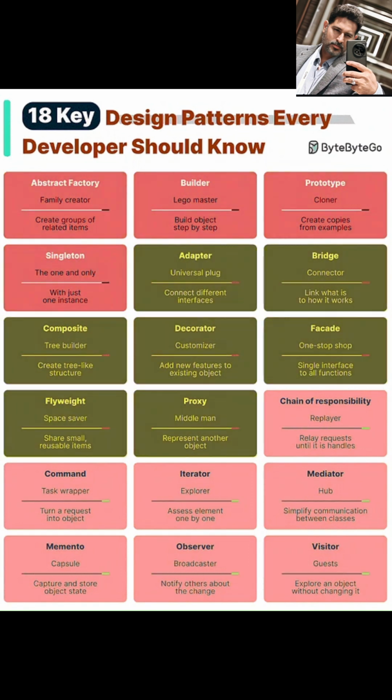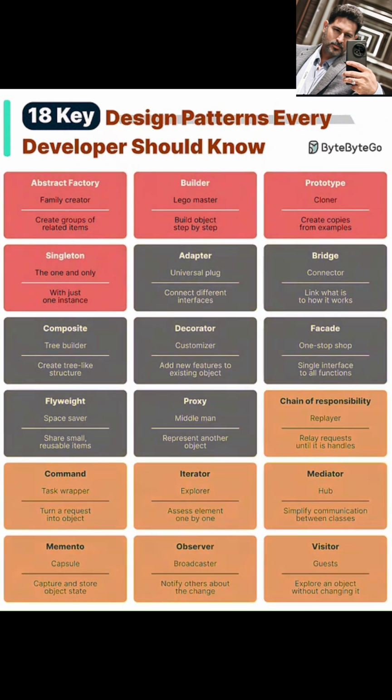This pattern aims to share small, reusable items between objects to save memory. Think of the letters in a document, instead of each character being a separate object, they can share underlying representations. Then we have the Proxy, the middleman. This pattern acts as a placeholder for another object and controls access to it. It can be used for various reasons, like lazy loading or access control.